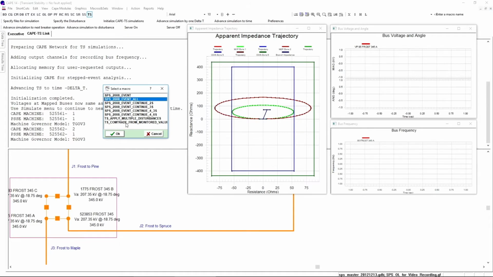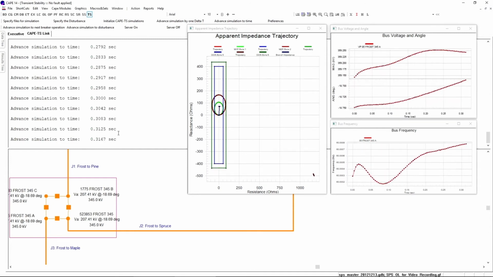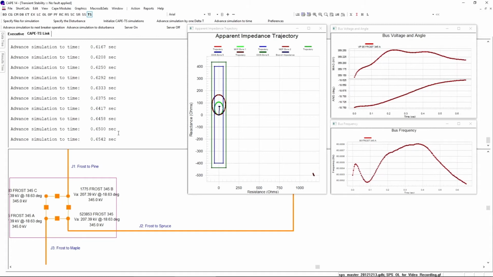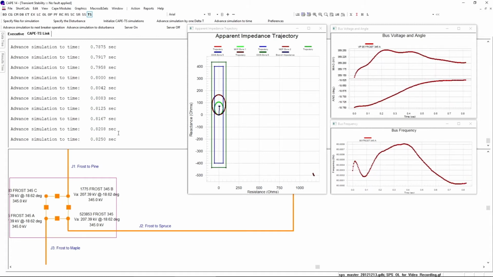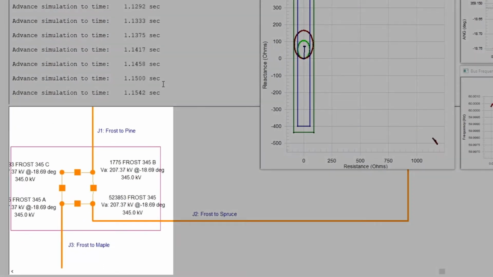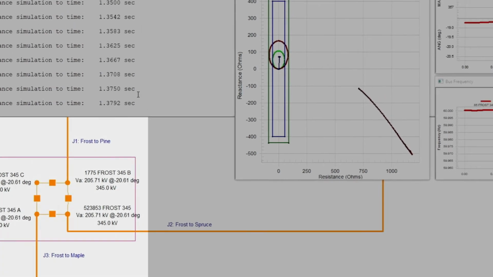We'll simulate a real system separation event in a large utility. The three-phase fault caused by a lightning strike is applied 1 second after the simulation starts. Two generator units have been outaged due to the fault. We see both the frequency and voltage at substation Frost start dropping after the disturbance.